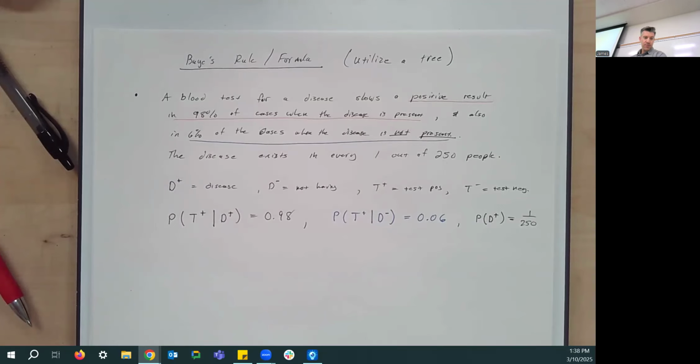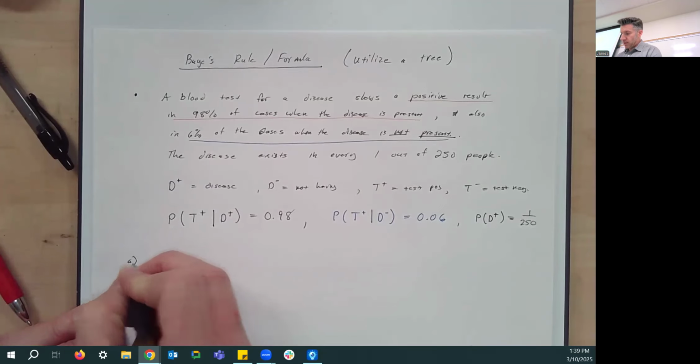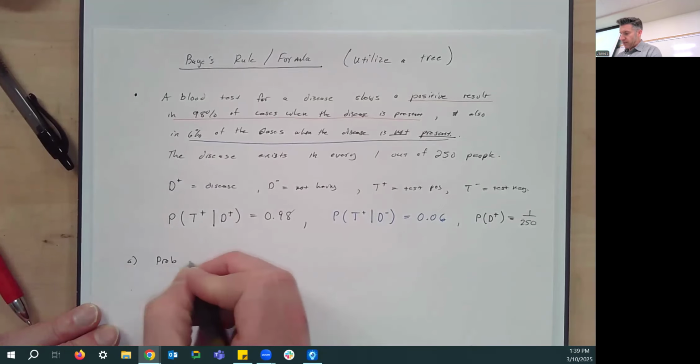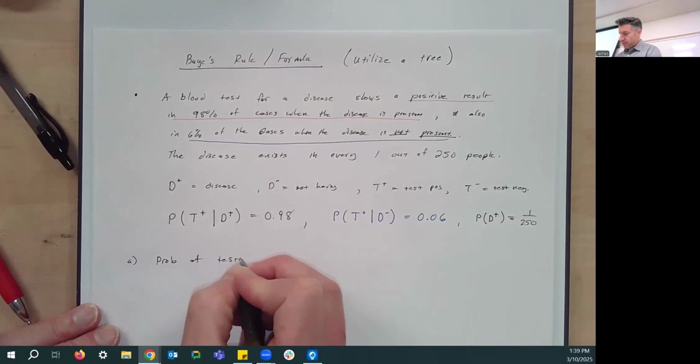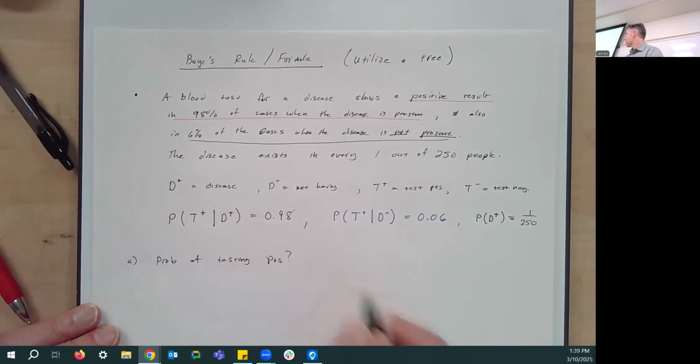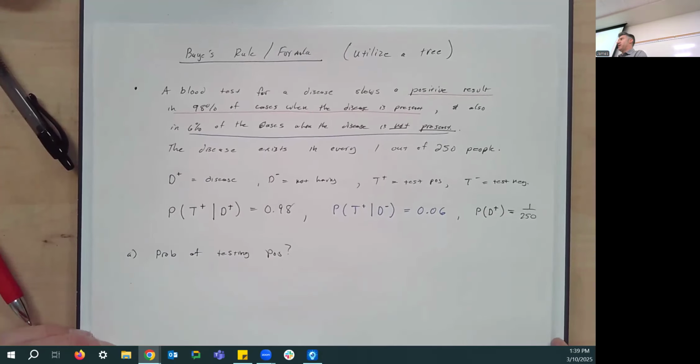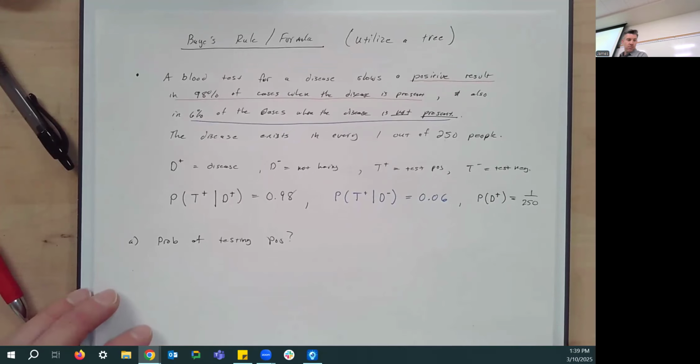All right. So first question. What's the probability of testing positive? When I ask questions like this, I almost always like to make a tree, because there's basically only a few things that can happen, especially in these kinds of situations with diseases and tests. The first branch of the tree is usually the thing that's going to be the given information.